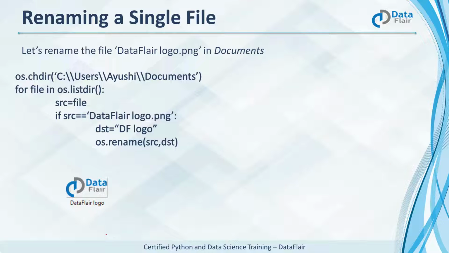Change to current working directory. For each file in list dir, source is the file name. If this is equal to this name, let's rename it to dflogo. Dataflare logo is now dflogo.